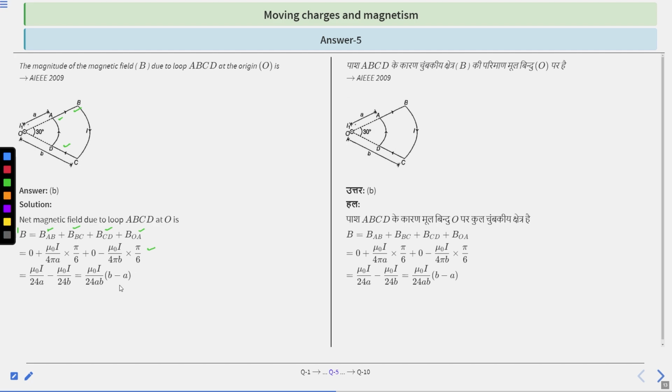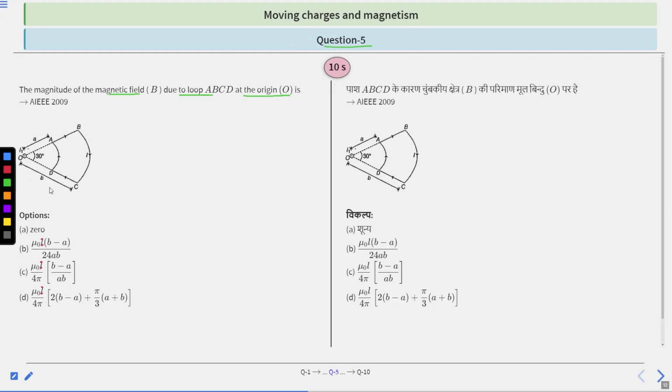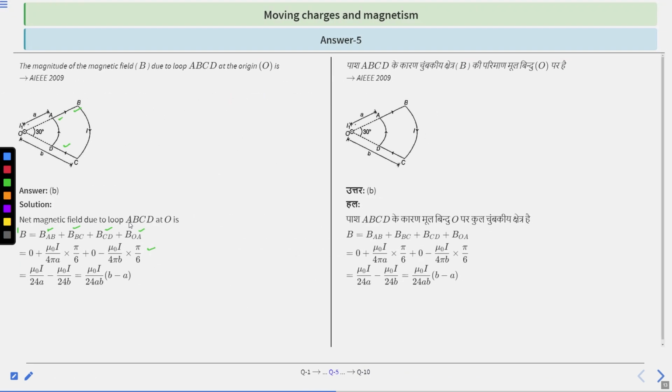So this is the correct option. Option B is correct and this is the correct answer. Clear? So B is correct. This one, mu naught I (B minus A) divided by 24AB. Clear? Next question. Question 6.